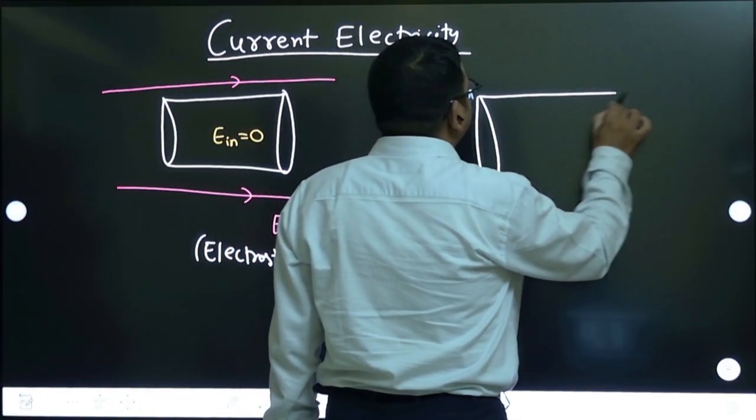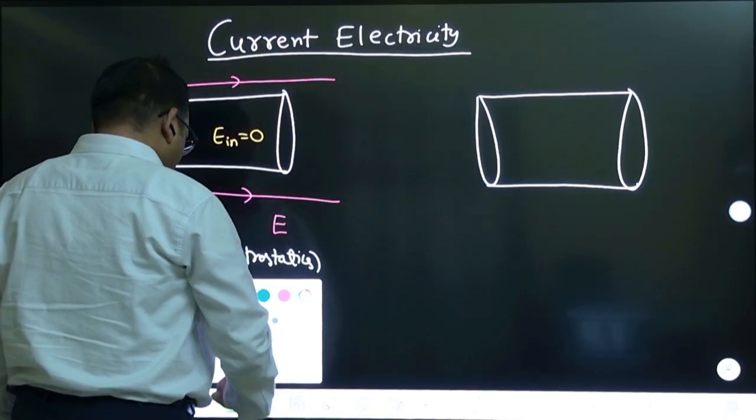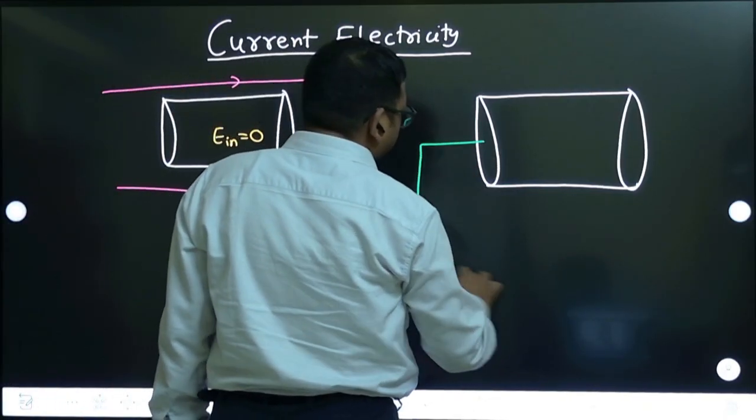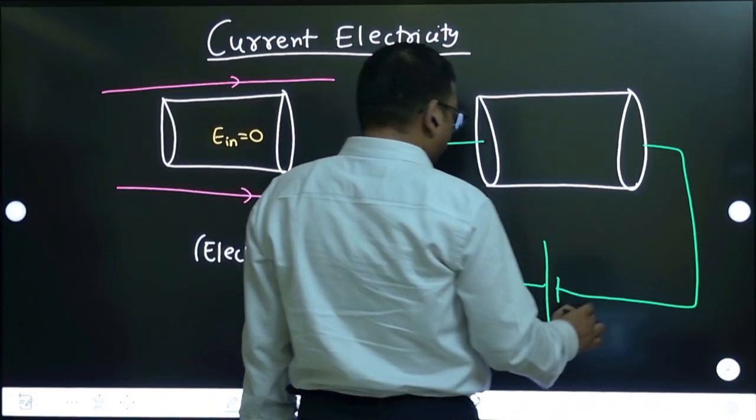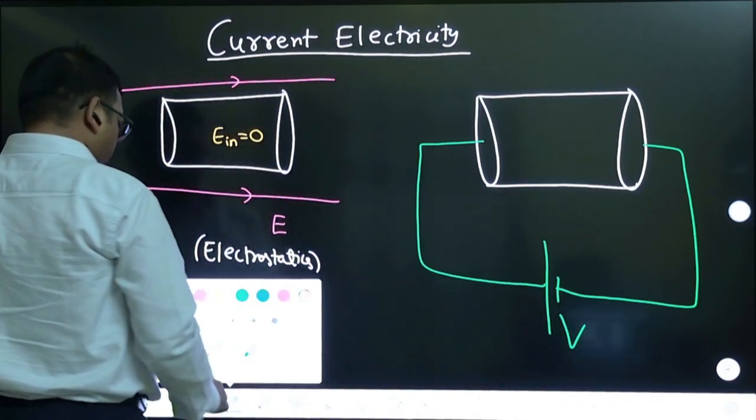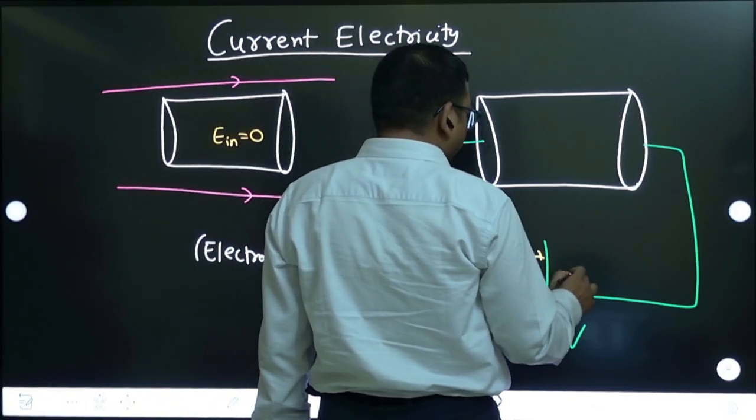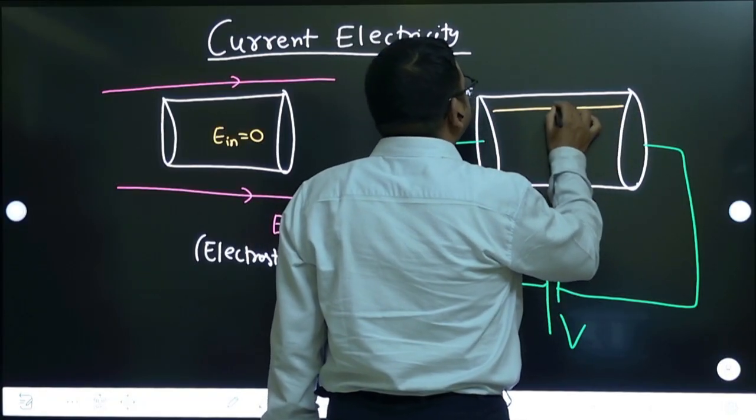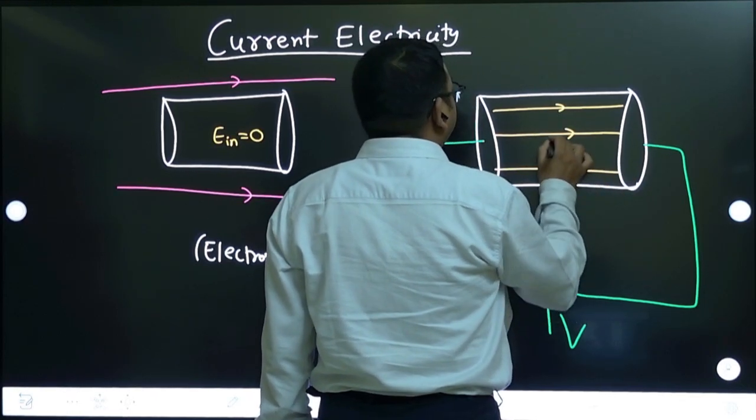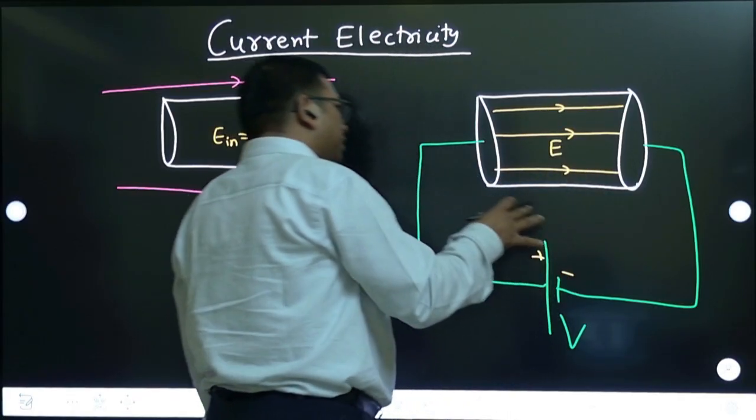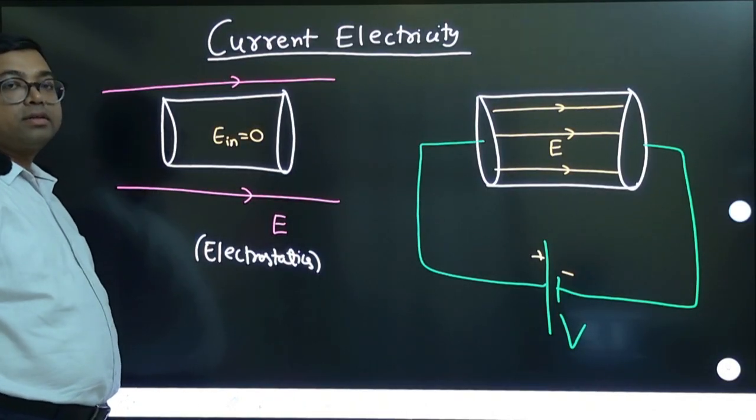Okay. Another case is current electricity, and suppose there is a conductor. Now this conductor is connected with a battery or a cell. Battery has a voltage V. Now the battery will provide an electric field or a constant potential difference. So because of this, there are electric field lines existing inside the conductor. So this is a new thing, that electric field lines can exist inside the conductor, but here electric field lines only exist outside the conductor.